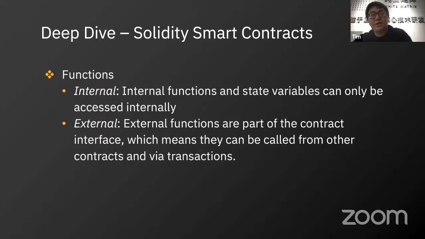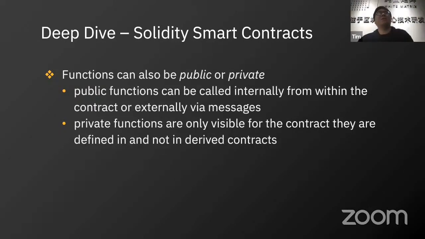And external means the functions are part of the contract interface. They can only be called externally via other contracts and transactions. The public functions can be called internally or externally, so it's basically a combination of internal and external. And the private functions are only visible in the contract, so they are not defined and not derived in other contracts.